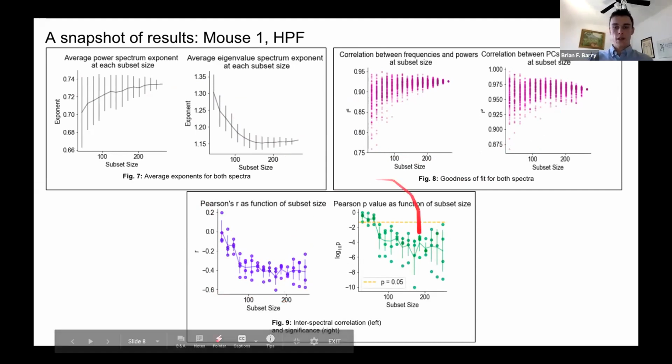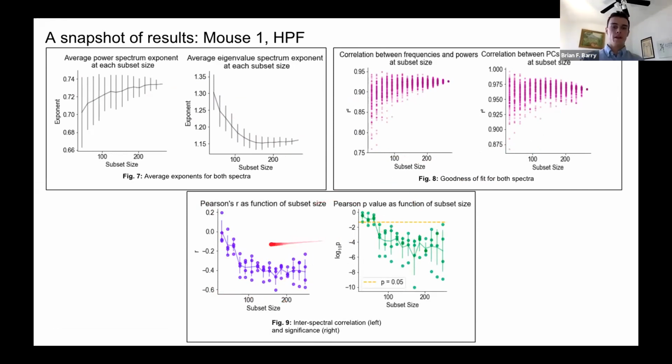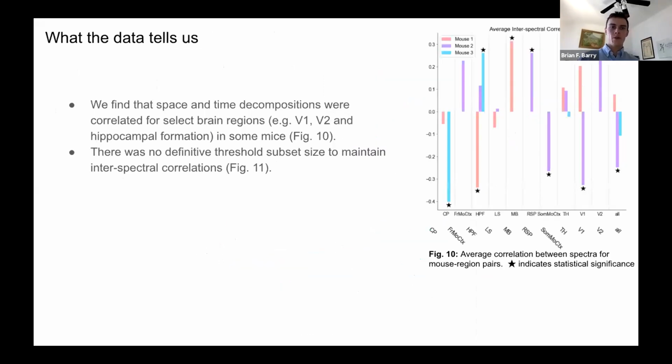So in this particular mouse region, it would appear that the correlation between the 2 spectra begins to appear at a certain subset size. In general, the first 2 figures are representative of the general exponent patterns we saw in the rest of the regions. Overall, however, we find that the space and time decompositions were correlated only for some brain regions and in some mice. So this plot here is the average interspectral correlation between the 2 spectra.